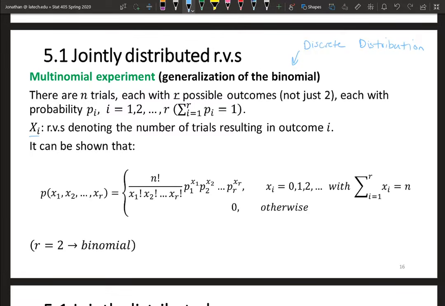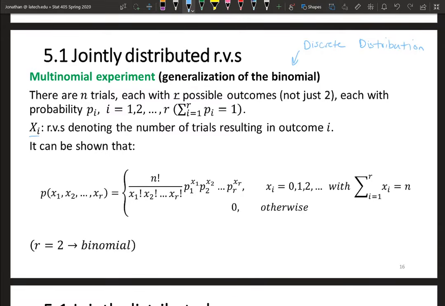So it could be like, rolling a die has 6 outcomes, not just 2. So x1 is the number of outcomes that gave you a 1, x2 is the number of outcomes that gave you a 2, etc. Or it could be like, what's your favorite drink? Well, I don't know how many soft drinks there are. We could just focus on soft drinks. We'll just say there are 28 soft drinks. No, there are many more than that, but we'll just say there are 28 soft drinks.